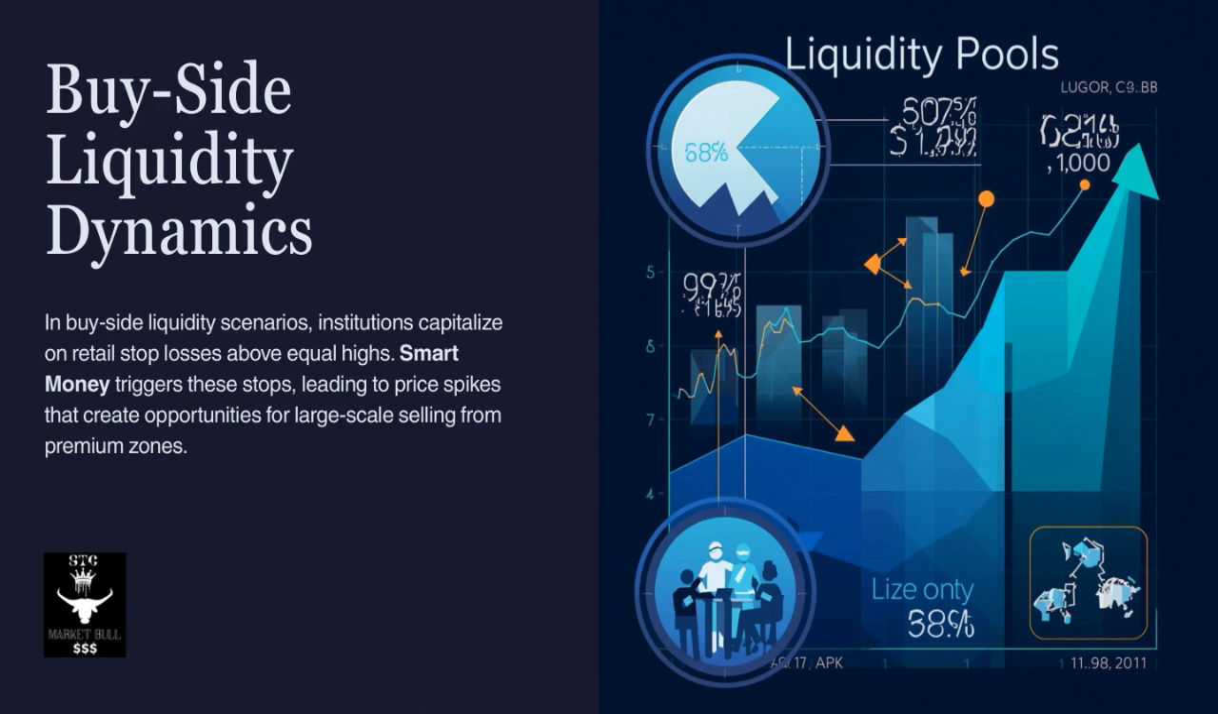This dynamic is a core part of understanding how liquidity is built and exploited on the buy side. Recognizing these patterns helps us anticipate potential moves and understand the broader market structure, aligning with the overall theme of market manipulation and strategic positioning.